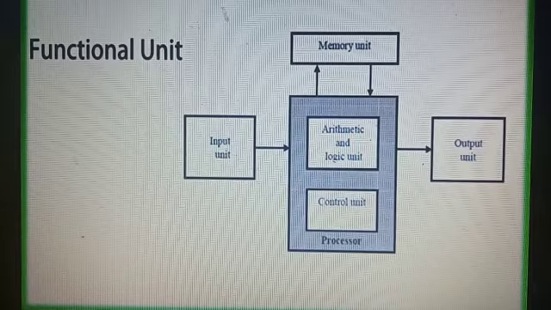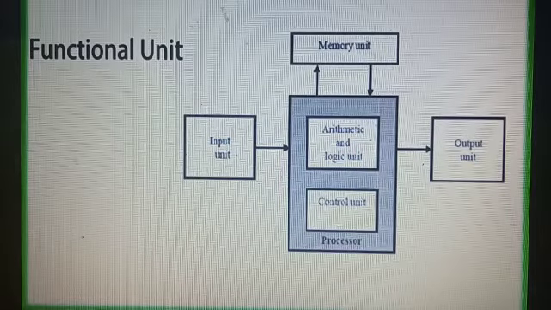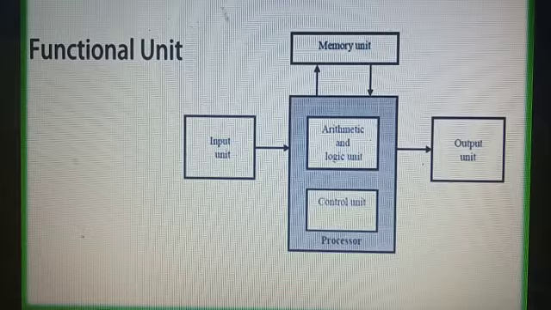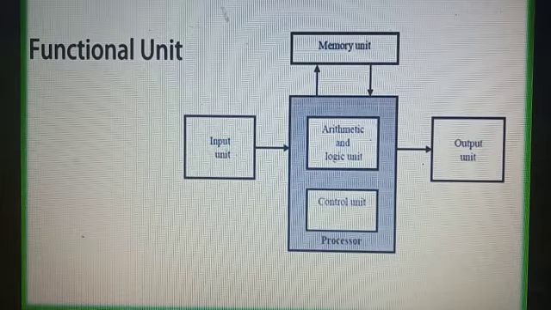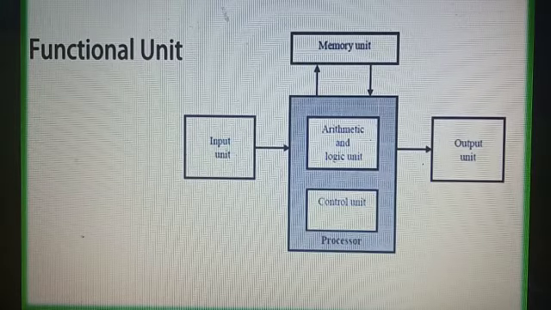Functional unit. You can see the block diagram of the functional unit: input, then a processing unit, and after that output. In the processing unit, what do we have? Memory unit, arithmetic and logical unit and control unit. That whole we can call a processor. Then output.